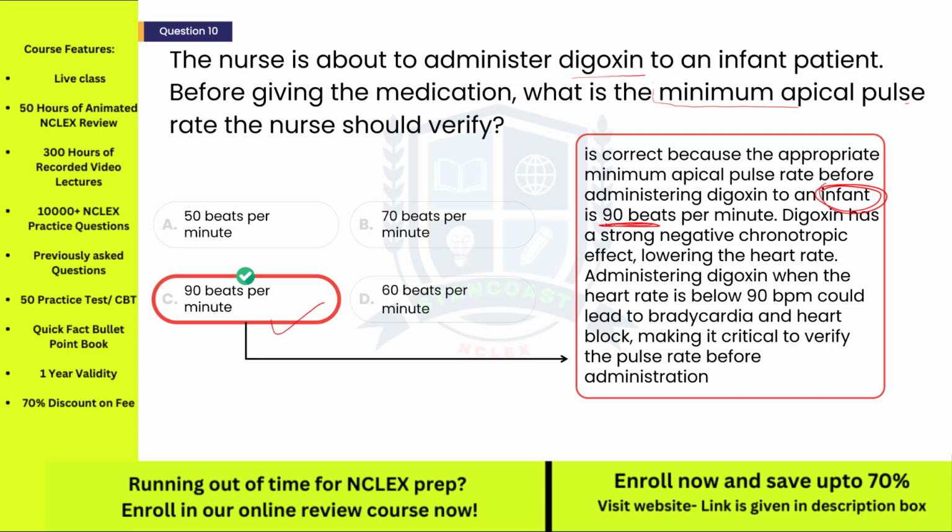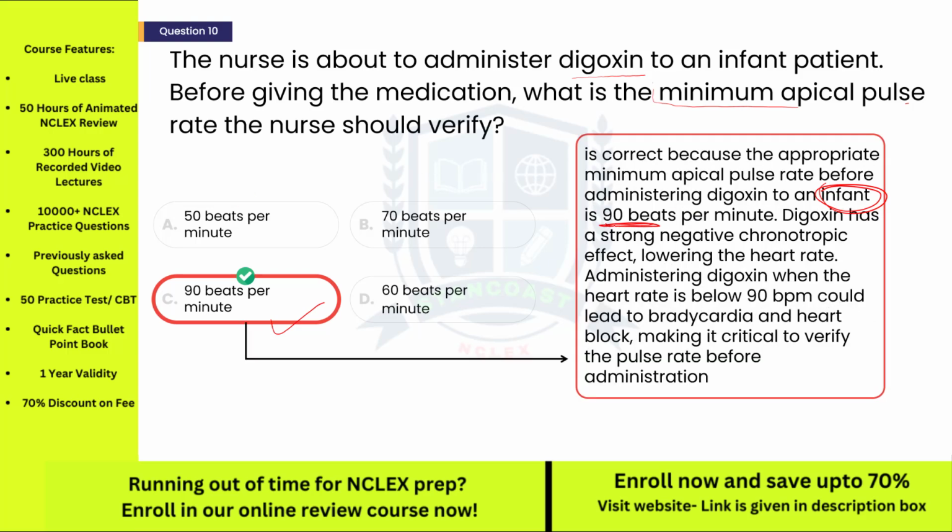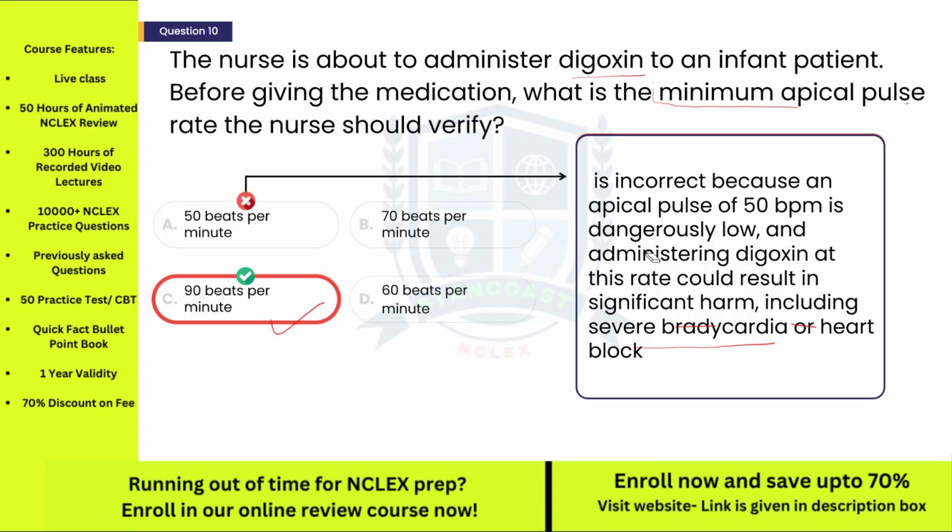Digoxin has a strong negative chronotropic effect, lowering the heart rate. Administering digoxin when the heart rate is below 90 bpm could lead to bradycardia and heart block, making it critical to verify the pulse rate before administration. A is incorrect because an apical pulse of 50 bpm is dangerously low, and administering digoxin at this rate could result in significant harm, including severe bradycardia or heart block.